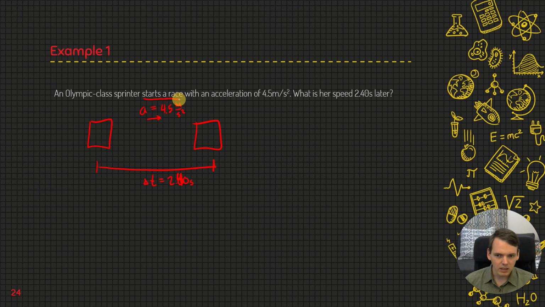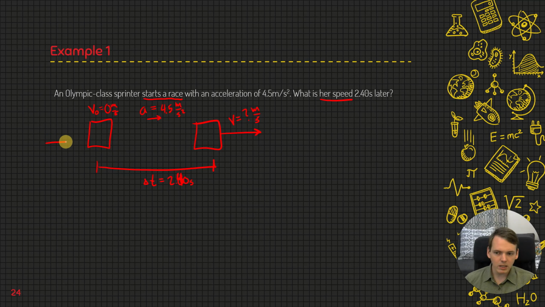implied here, when you start a race, what do you know about your speed? Well, your initial speed is 0 meters per second. And then what we're asking for is what's her speed later? So we're asking for the final speed. Well, I can't find final speed in any of my equations, but I can find the final velocity. So I'm going to label that on here as an unknown with this question mark.